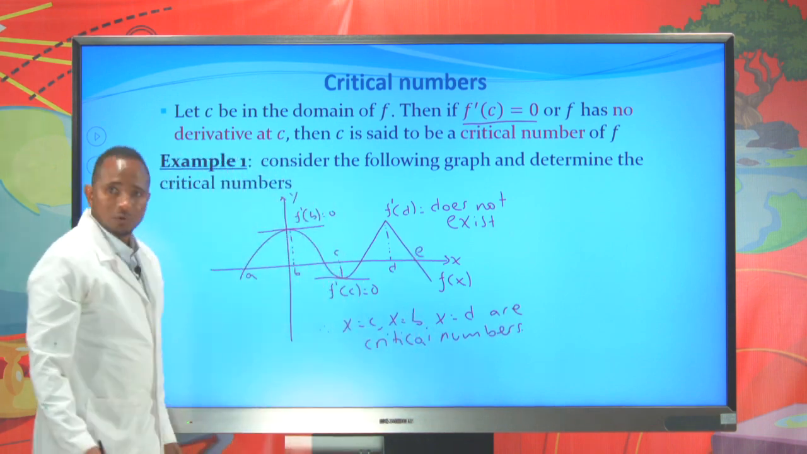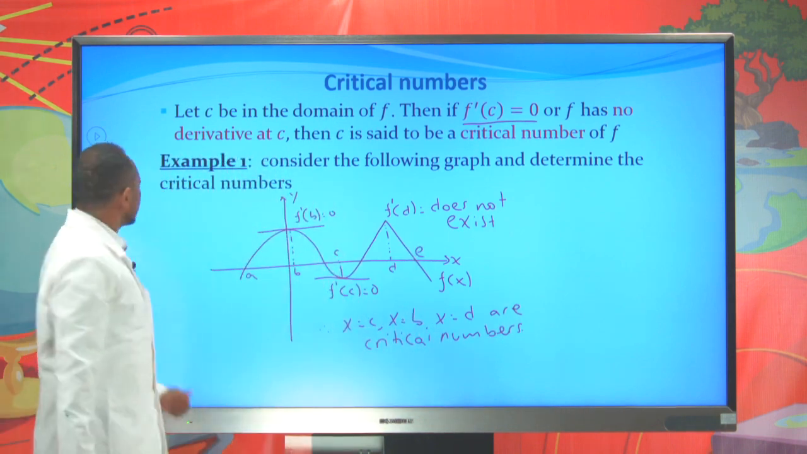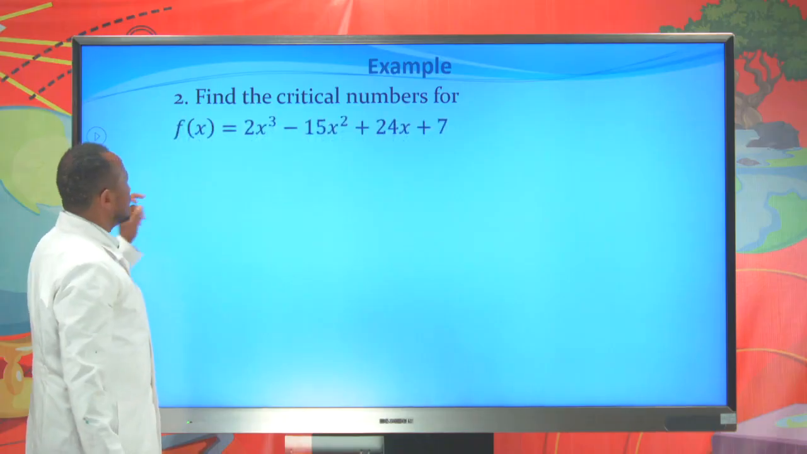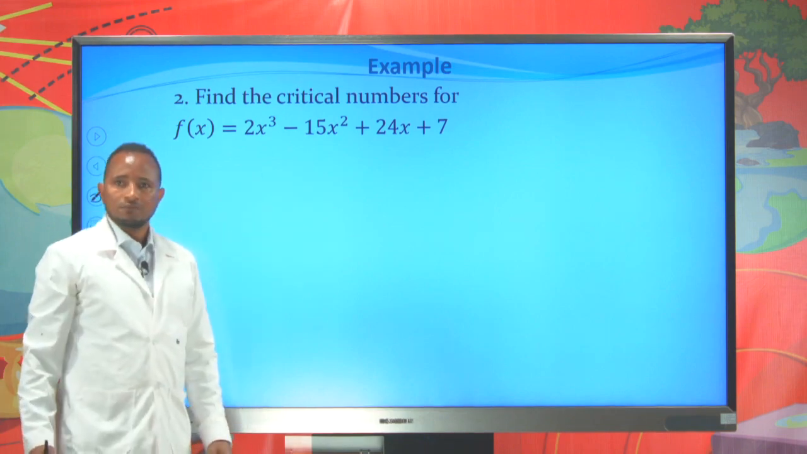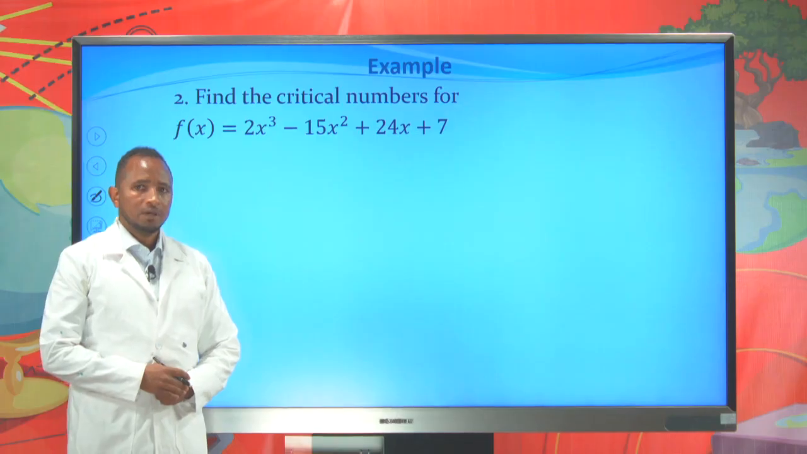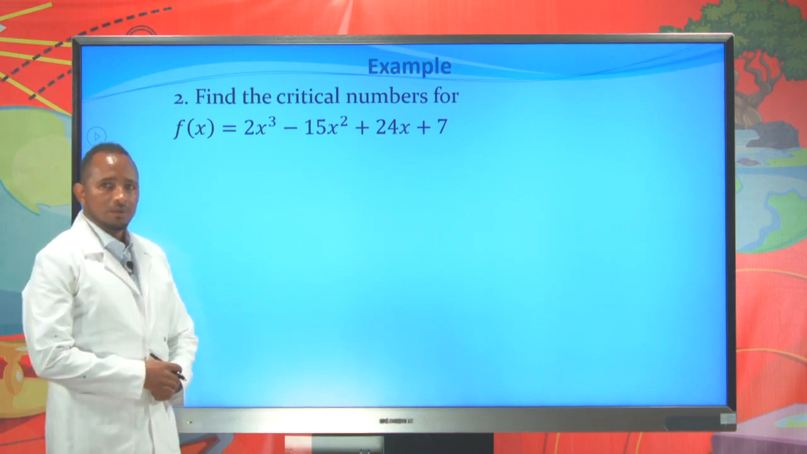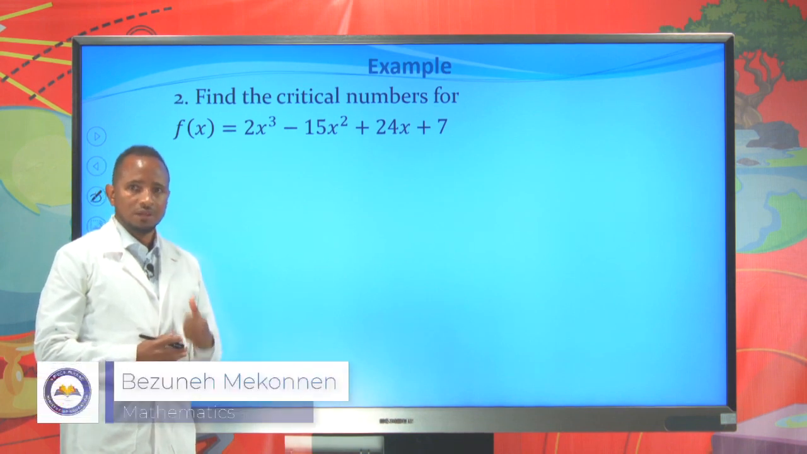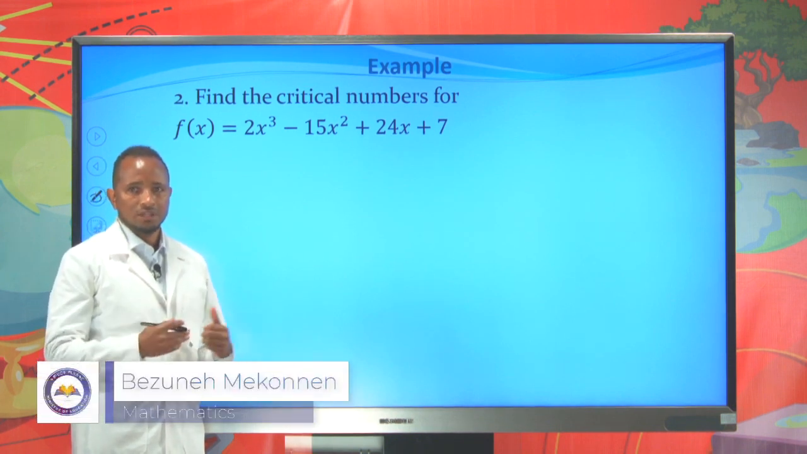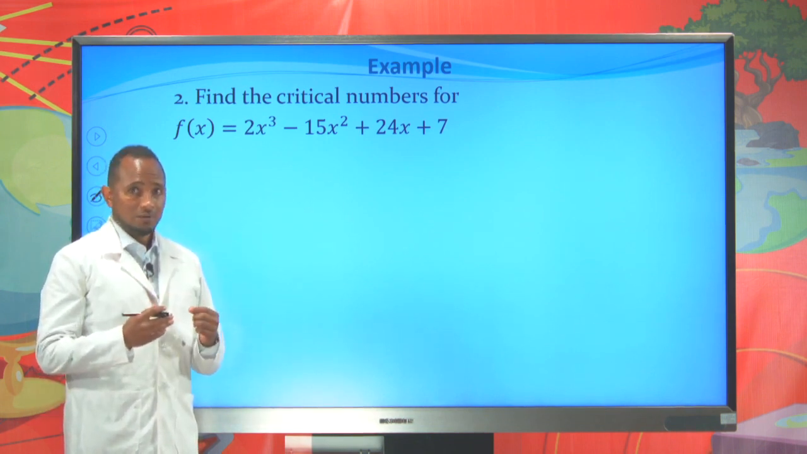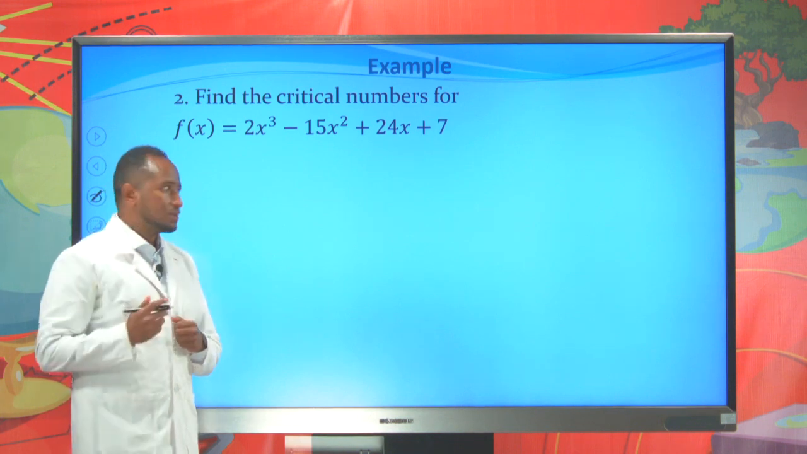Okay, now let's proceed to another example. Take this one. Find the critical number for this function: f of x is equal to 2x cubed minus 15x squared plus 24x plus 7. To find the critical number, we need to find the derivative of this function, and then we seek the point where the derivative is 0 or the derivative does not exist, and that number must also be in the domain of the function. Now let's see the solution.